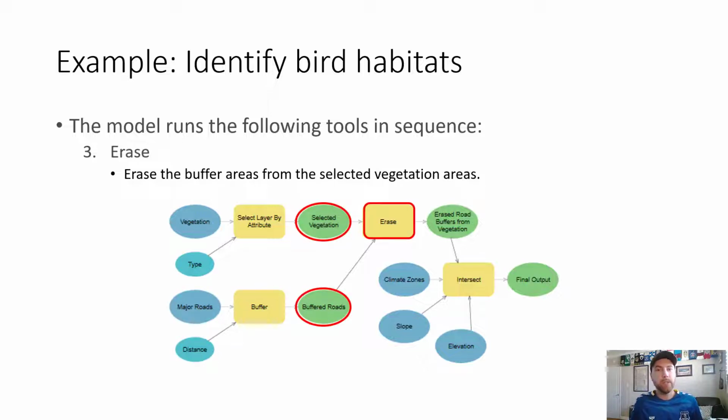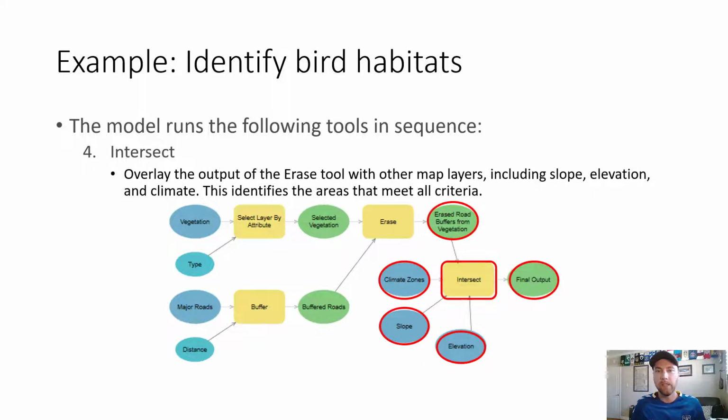Next step is the erase tool, and the erase tool relies on two previously created output layers. That would be the selected vegetation of chaparral and the buffered roads, a 1,500-foot buffer around the roads. The tool then erases the buffer areas from the selected vegetation areas.